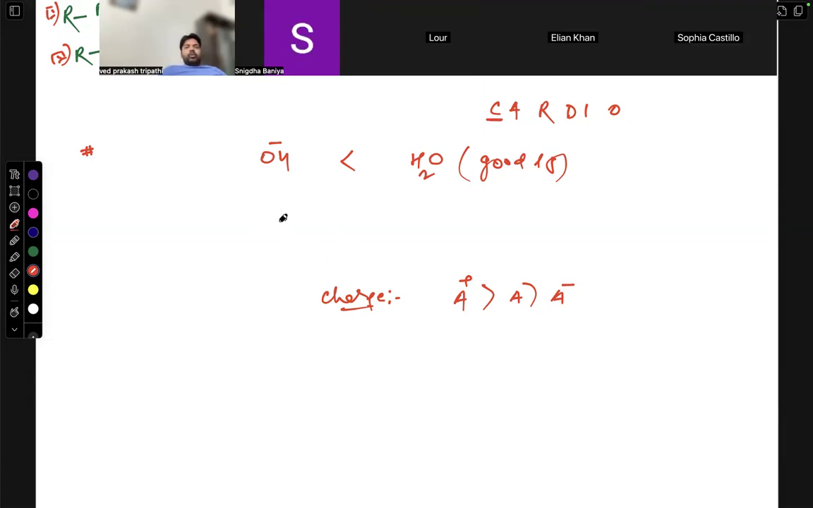Okay. Some leaving groups are very common, like N2. N2 is the best leaving group.